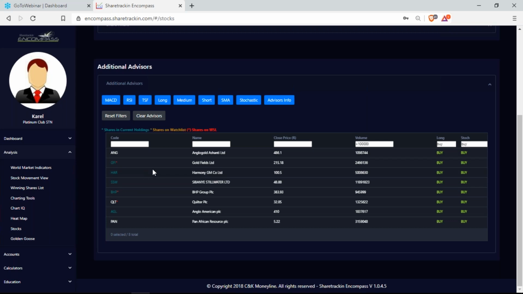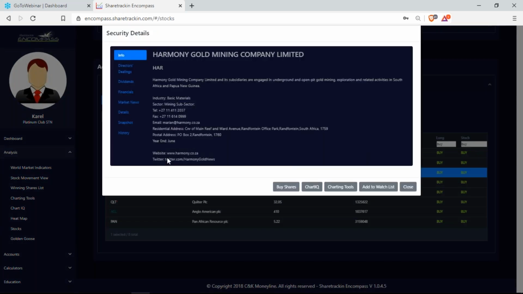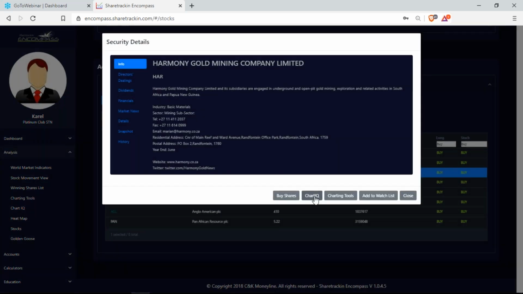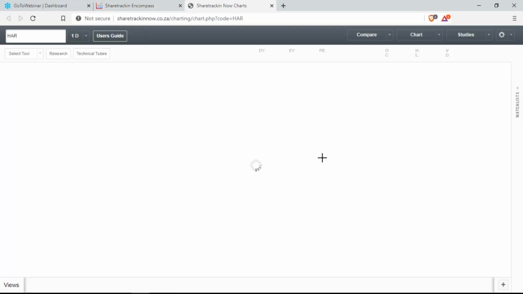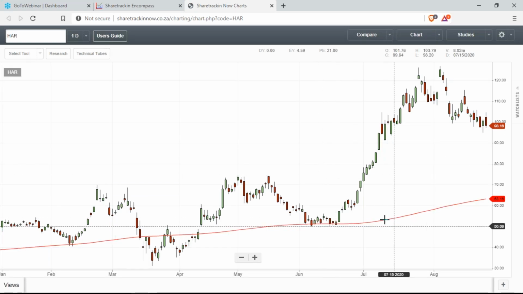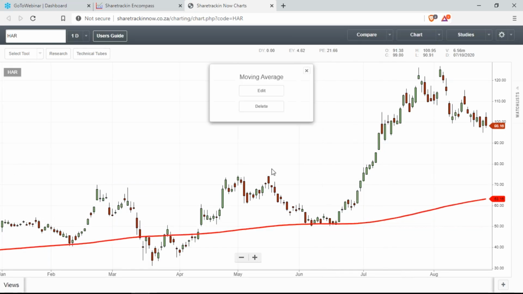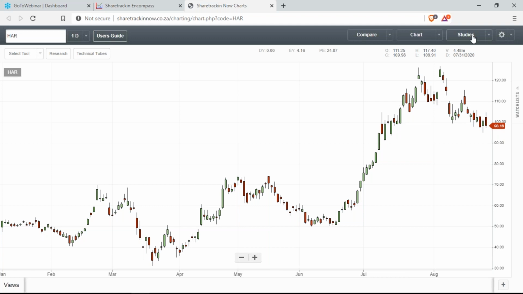From here on out, I will click on the share. Let's take Harmony, for example. Then I want to view my charts. So I'm going to go Chart IQ. When my charting opens, it should look like this, if I open my charts up for the first time.